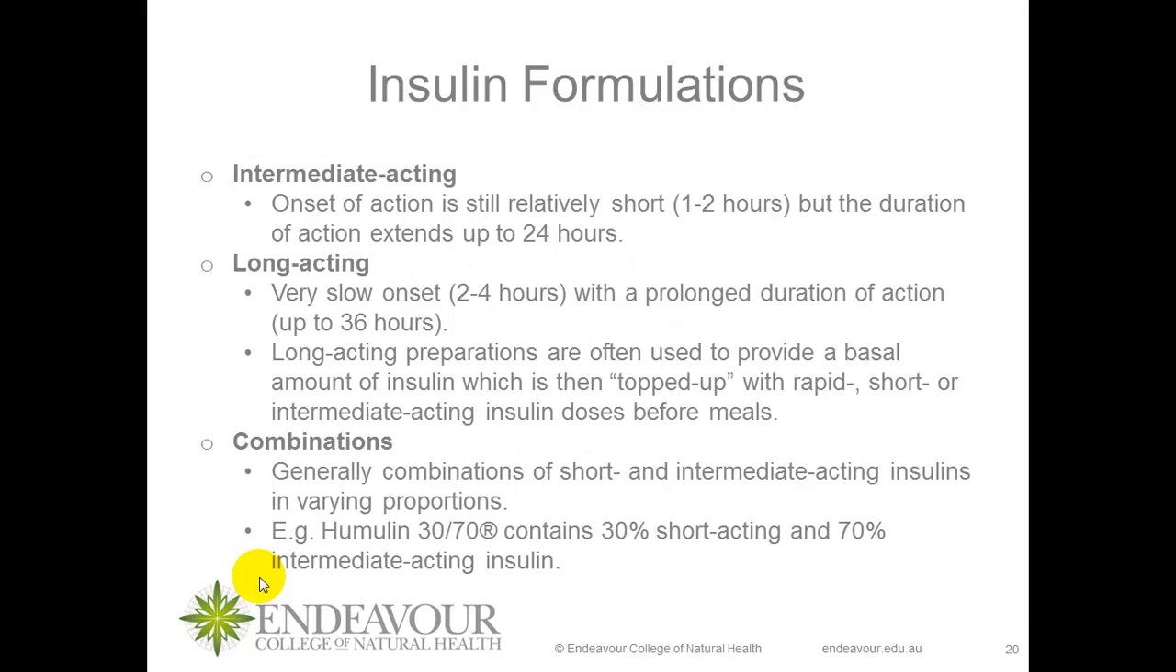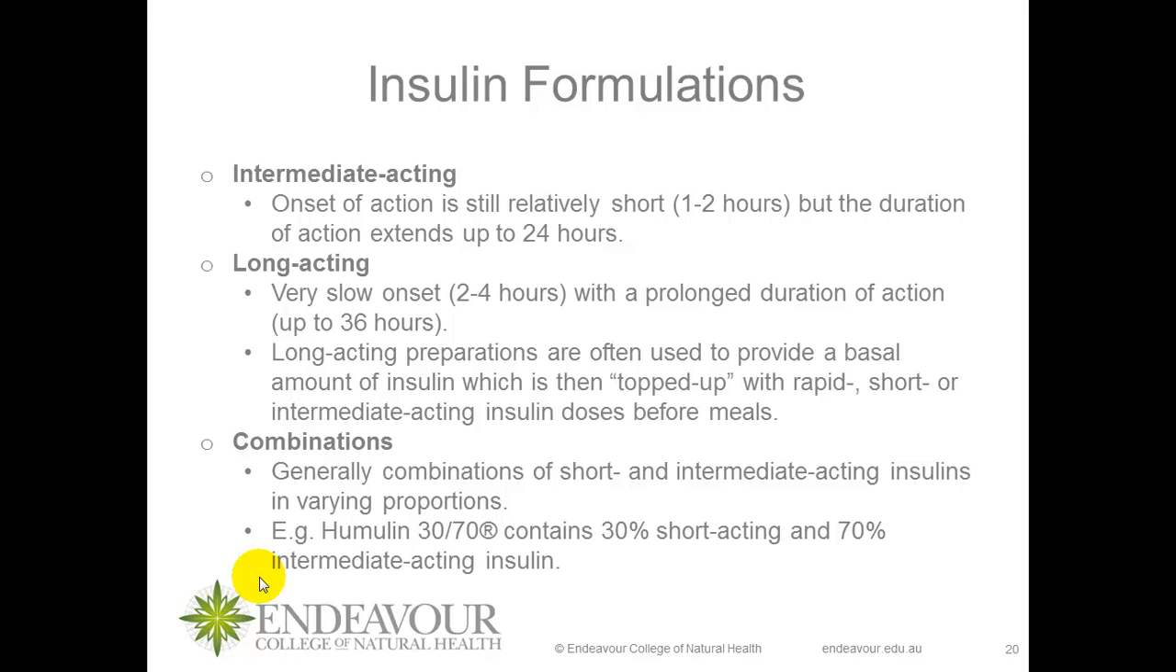Intermediate acting formulations of insulin have an onset after about 1 to 2 hours, but the duration of action can extend for up to 24 hours. So for people who, for whatever reason, cannot take regular subcutaneous injections, will only need that one injection. Once again, it might be an inappropriate level of insulin for their actual intake of food, and hypoglycemia might be common. With the long-acting formulations, the very slow onset, it might be 2 to 4 hours before they have their action, but it could have a prolonged action for up to 36 hours.